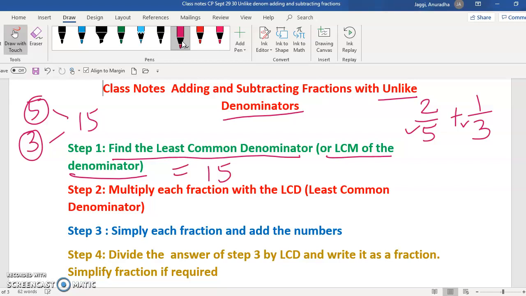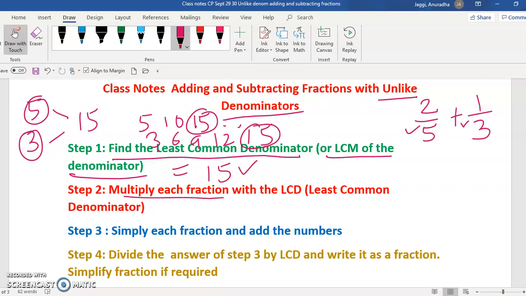And even if you don't want to do it by the factor tree method, you can start writing the multiples of 3 and 5. For 5: 5, 10, 15 and so on. For 3: 3, 6, 9, 12 and 15. You see the first multiple that is common between 3 and 5 is 15. So this is 15. That step 1 is over. Let's go to step 2.